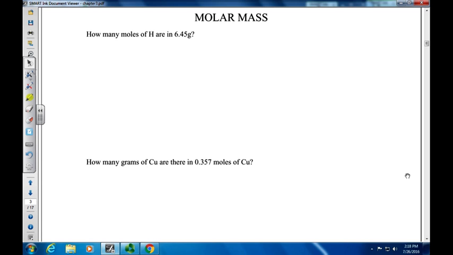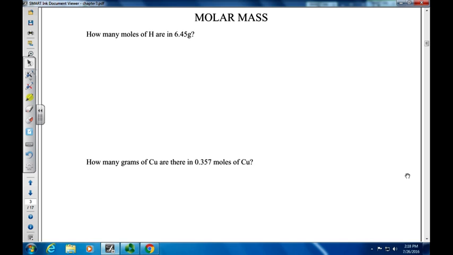I'm with New River Community College's Academic Assistants, and today we are discussing molar mass. I have 3 examples for us today, and we're going to go through each one systematically. The first one says, how many moles of hydrogen are there in 6.45 grams?